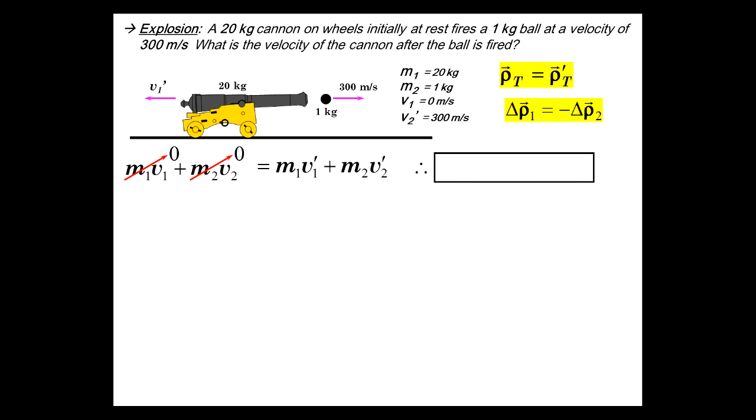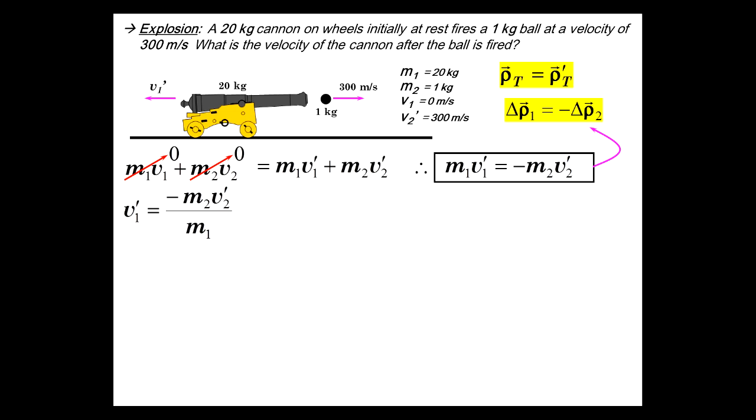Therefore, we simply have M1V1 prime equals minus M2V2 prime, which is seen to be an expression of the change in momentum of object 1, namely the cannon, is the negative of the change in momentum of object 2. How do I know these are the changes? Because their velocities started at 0, and this is what they're ending up being. Okay, so that is the change. So total and change both make sense here.